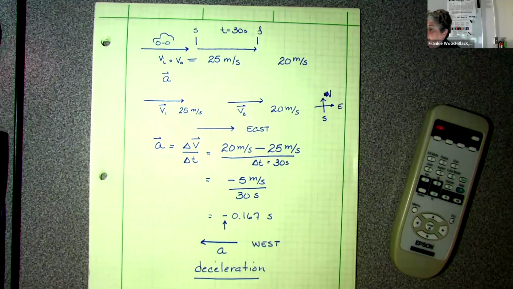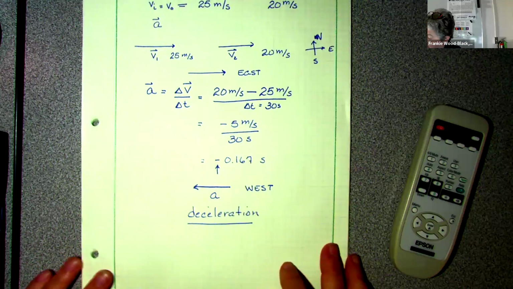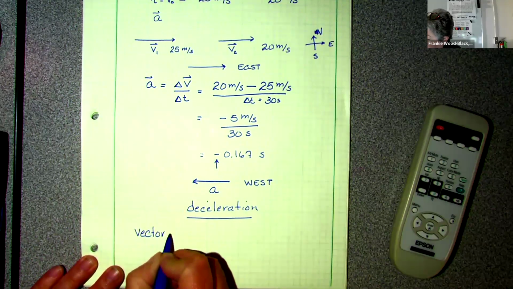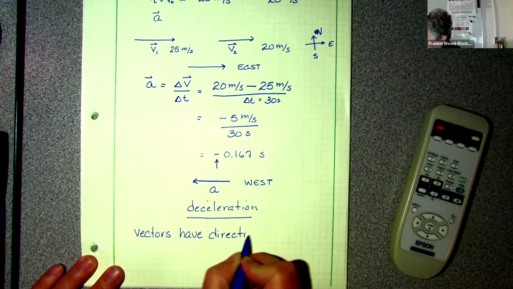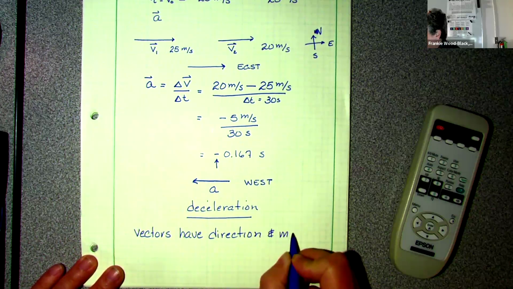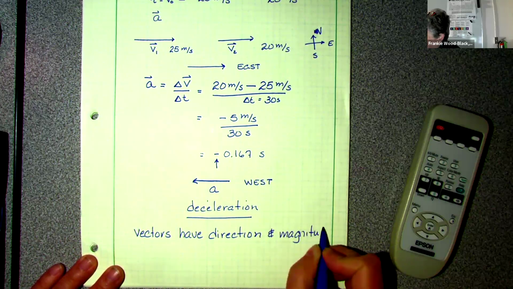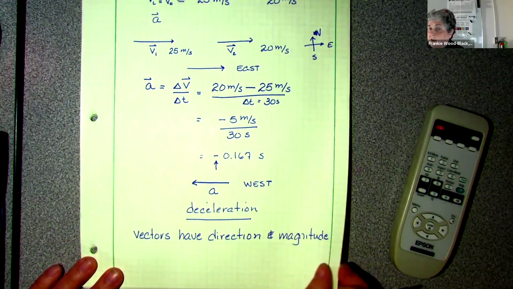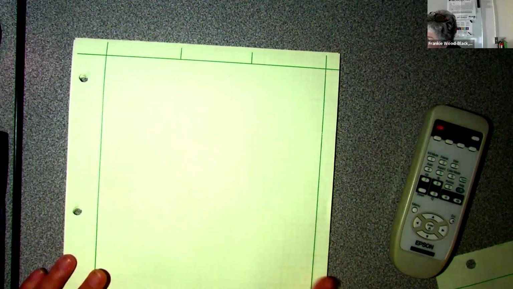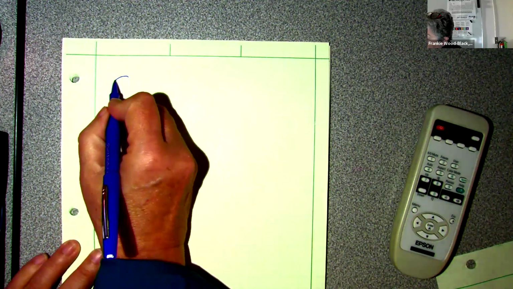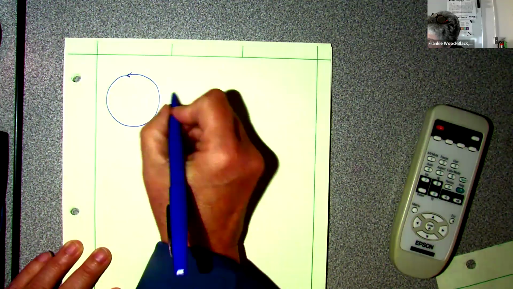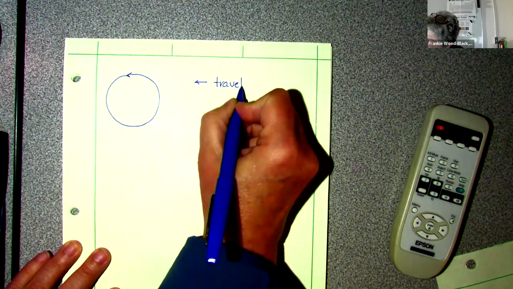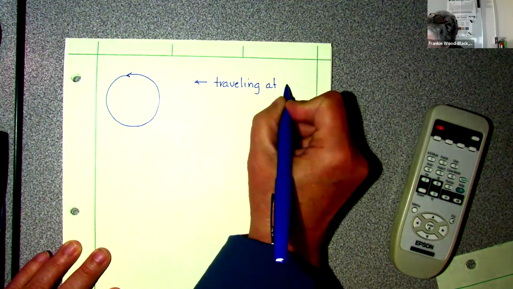So remember, one of the things that we know about vectors is vectors have direction and magnitude. And let's kind of talk through this conceptually a little bit. So if I'm traveling in a circle, so we're going to prepare ourselves for later in the semester. I'm traveling in a circle, and I am traveling at a constant speed.